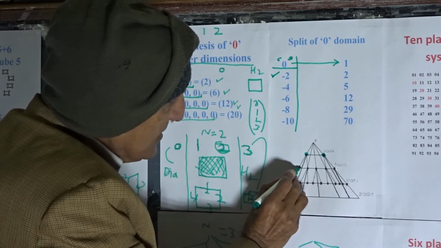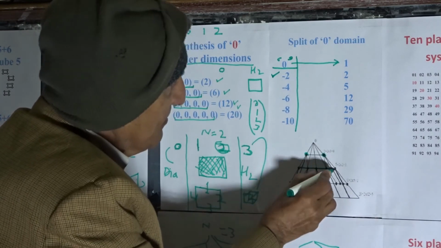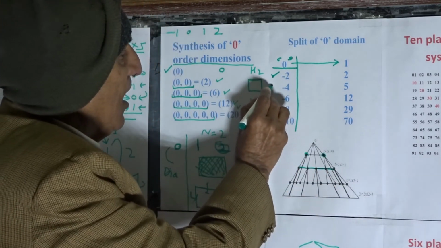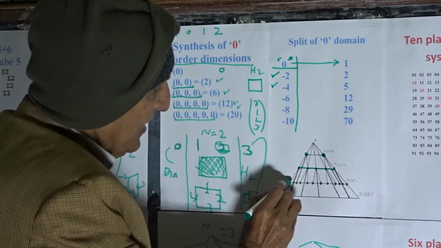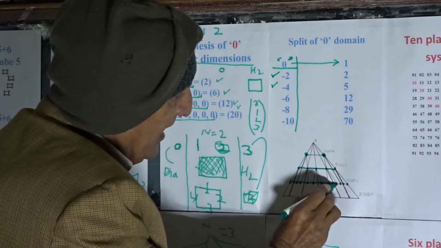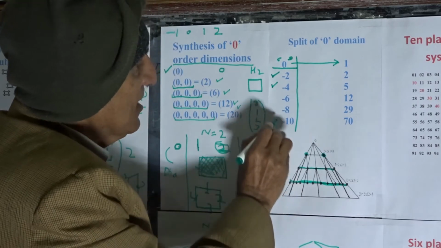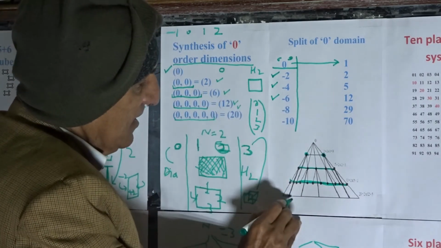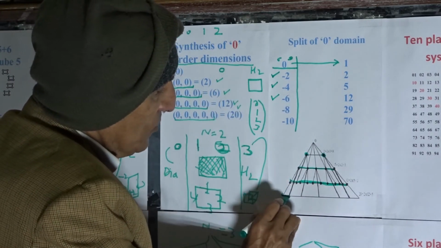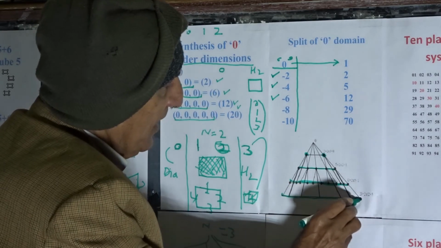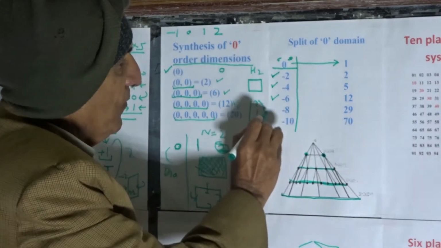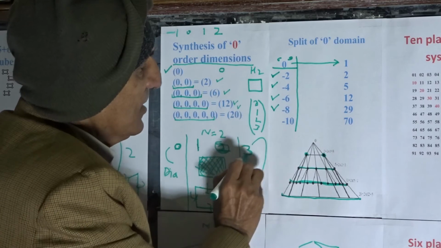At the next phase, we will be having 5 streams, and these would be of order -4. At the next step, we will be having as many as 12 streams of order -6, and the next step is going to be that we will be having as many as 29 folds of order -8.